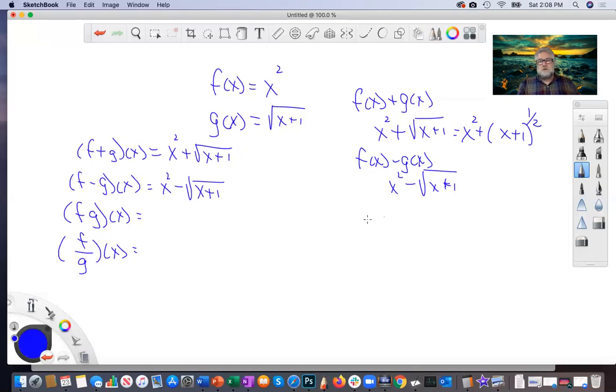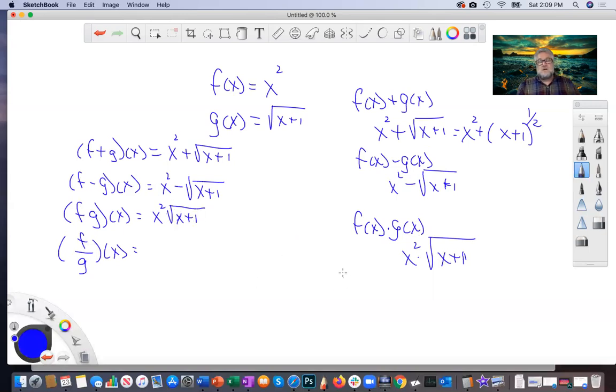Next one. f of x times g of x. So that will be x squared times square root of x plus 1. And we can't do a lot of simplification there. Would we want to bring this inside the square root sign and end up with something really big in here? Probably not. We would just leave it alone. So far you're thinking, this looks pretty good. I can do this. Easy peasy. And you're right, it is kind of easy.